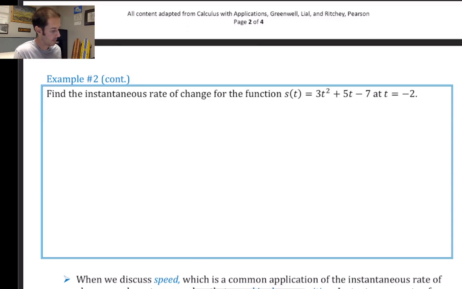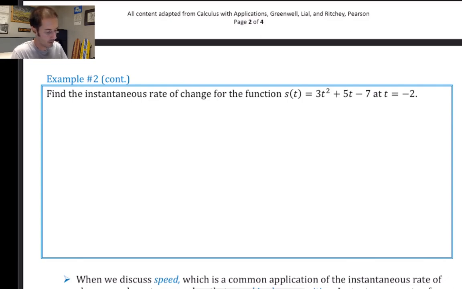Let's see. So here we're given a different function, and this function is called s of t. The name of the function is s, our independent variable is t, and that's not a big surprise. Usually, lowercase s is used to represent a position function, and t represents time. So this is very likely what's happening here, and we'll see functions called s again in the not too distant future. And let's find the instantaneous rate of change.